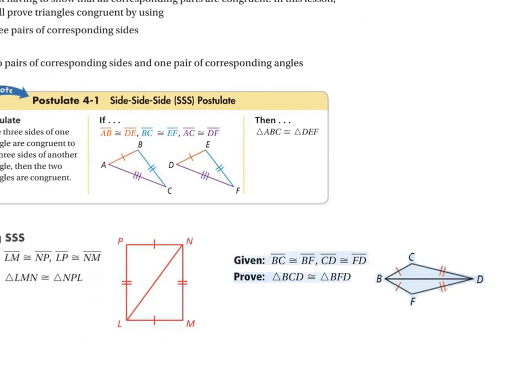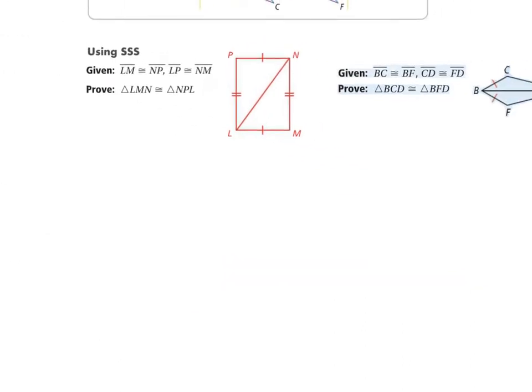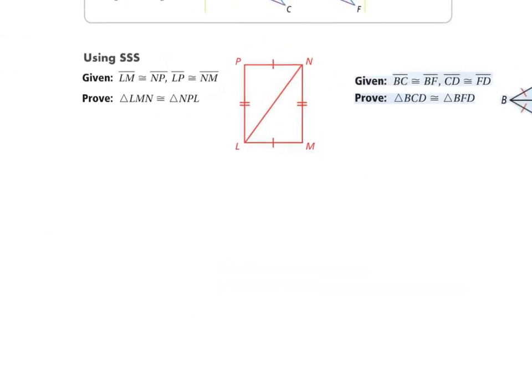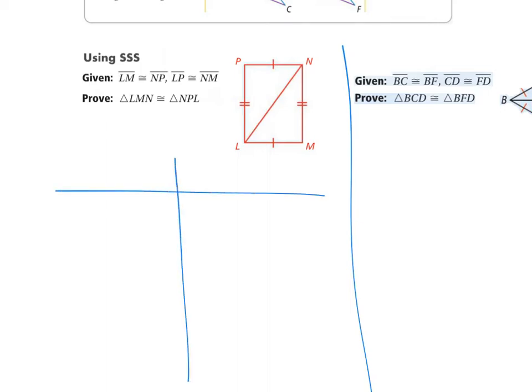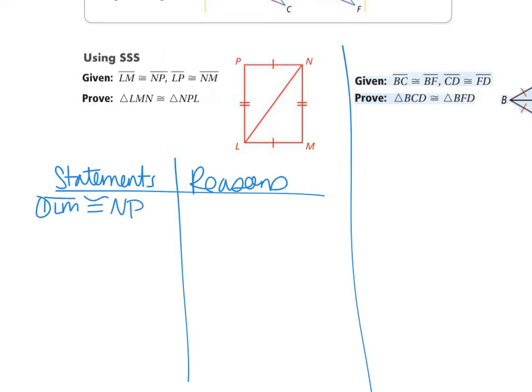Okay, so let's just get right to it. We're going to prove that the triangles are congruent by proving that all 3 sides are congruent. Don't worry, this is not a hard proof, you can do it. So you have your statements and you have your reasons. They give you LM is congruent to NP and LP is congruent to NM. The reason is given.